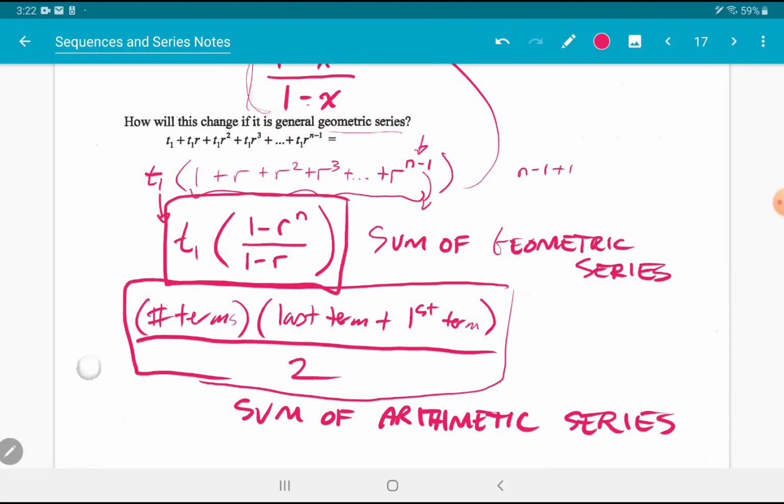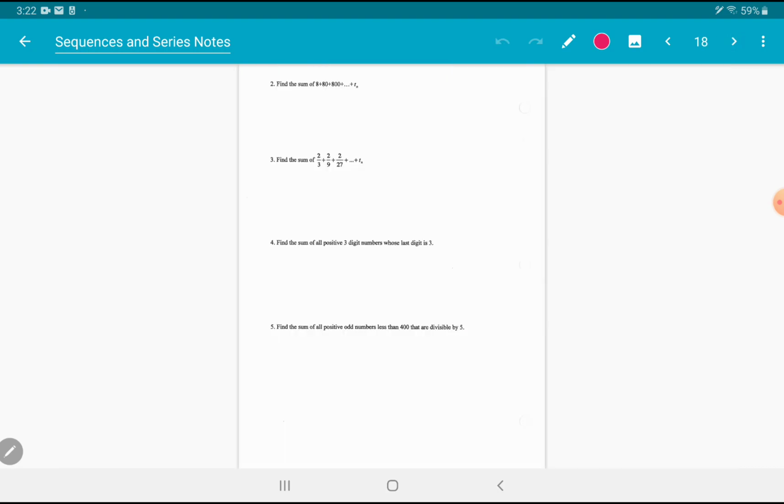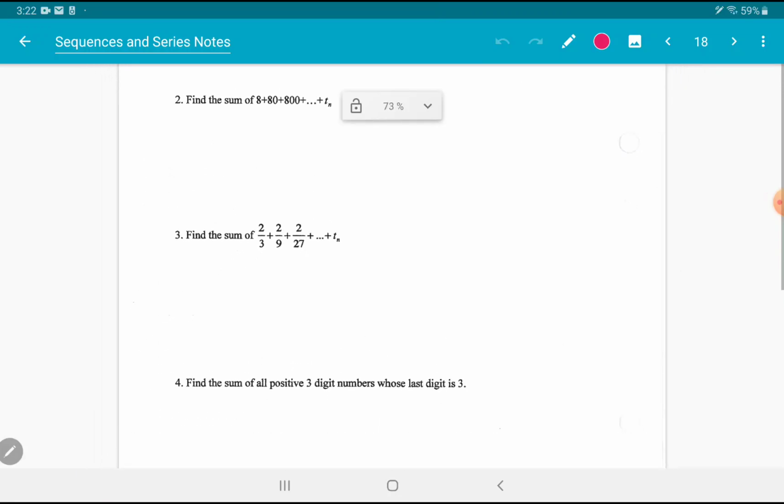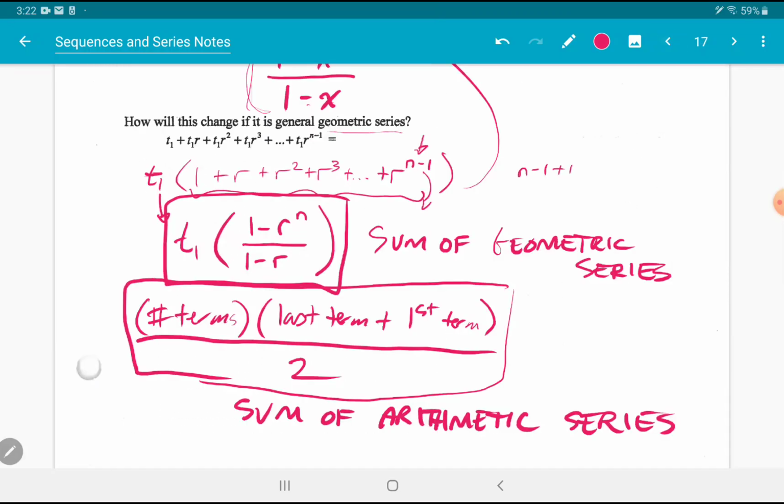Okay? All right, so I think we're going to stop there for today in our video, and then tomorrow, or not tomorrow, but in class during our Zoom session, that's when we'll actually start playing with these formulas and figuring out, do we have an arithmetic or geometric series?